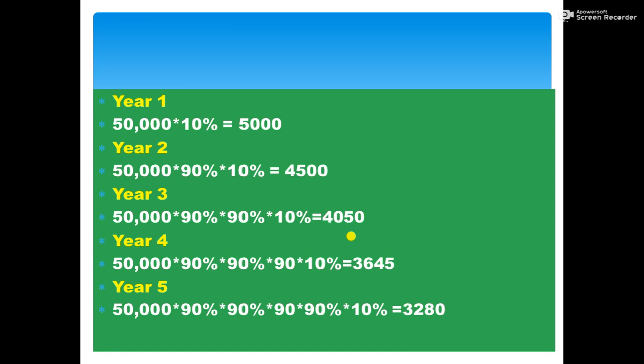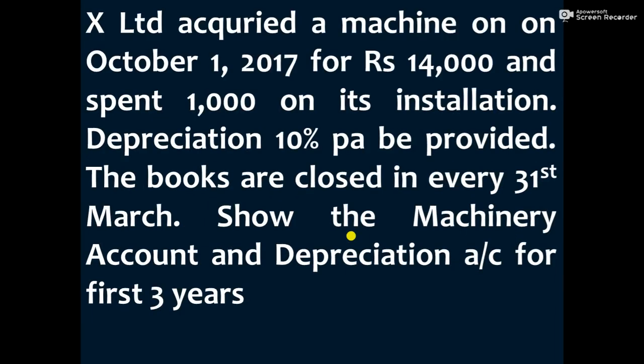We will see another example. X Limited acquired a machine on October 2017 for rupees 14,000 and spent 1,000 on its installation. Depreciation is 10% per annum that to be provided. The books are closed every 31st March. Show the machinery account and depreciation account for the first 3 years under written down value method.